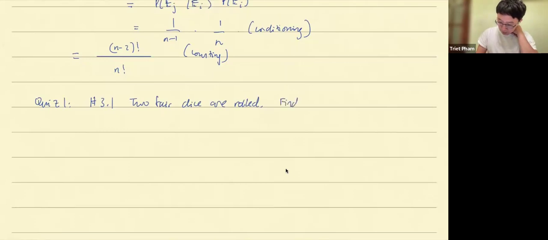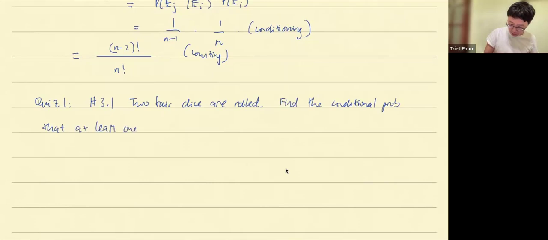Find the conditional probability that at least one lands on a 6, given that the dice land on different numbers.